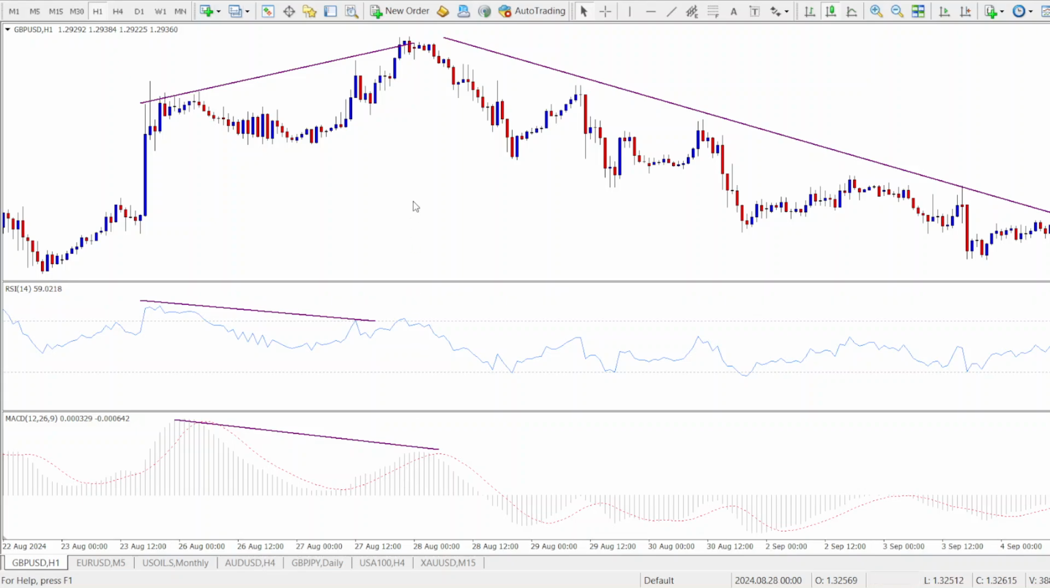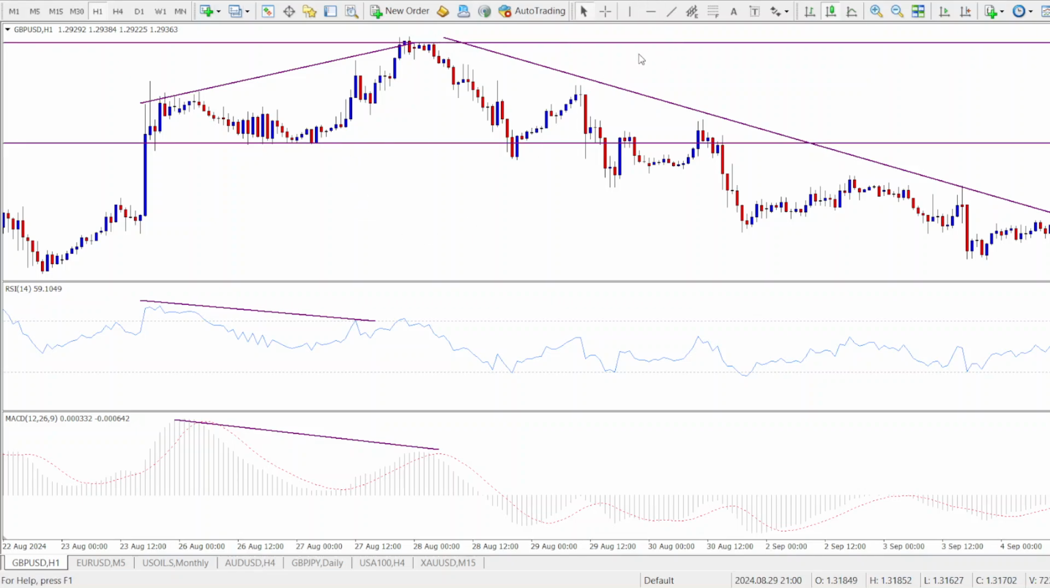time to take action. So in this situation, once we have spotted the divergence, all right, you can enter a sell trade, because it's a bearish divergence, right? You can enter a sell trade after your reversal has been confirmed. Now, how do you confirm the reversal? You can look out for bearish candlestick patterns, and also it's important that you set support and resistance zones.